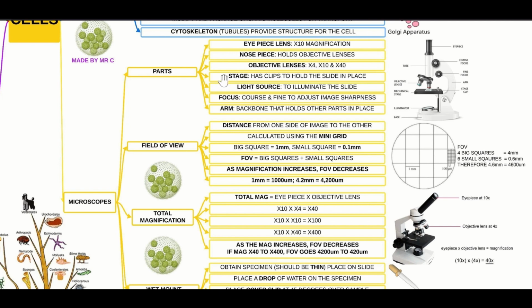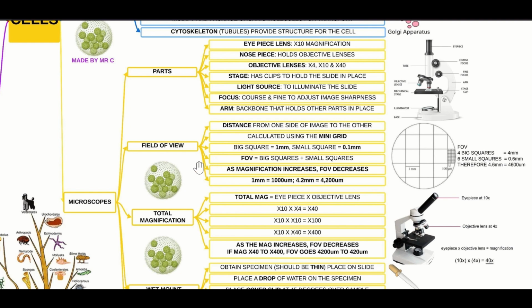Then we have a stage that has clips on it to hold the slide in place. We have a light source. Today, modern microscopes have a light as the light source rather than a mirror, and that shines light onto the slide so we can see it. You'll see on the side there we have focus knobs, being the coarse and fine adjustment to increase the sharpness of images. And we also have an arm that is the backbone that holds the other parts of the microscope in place.